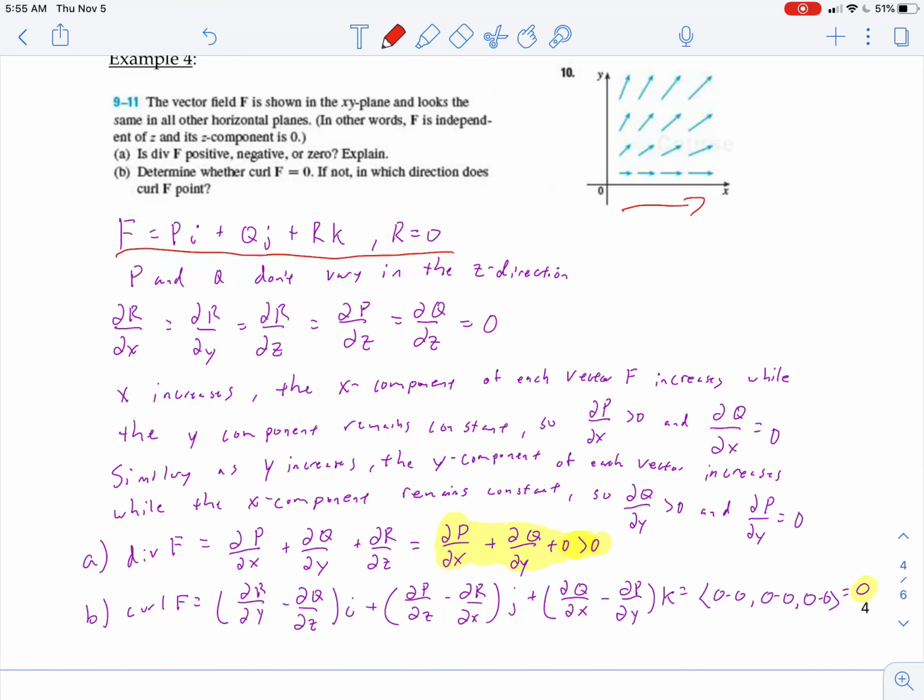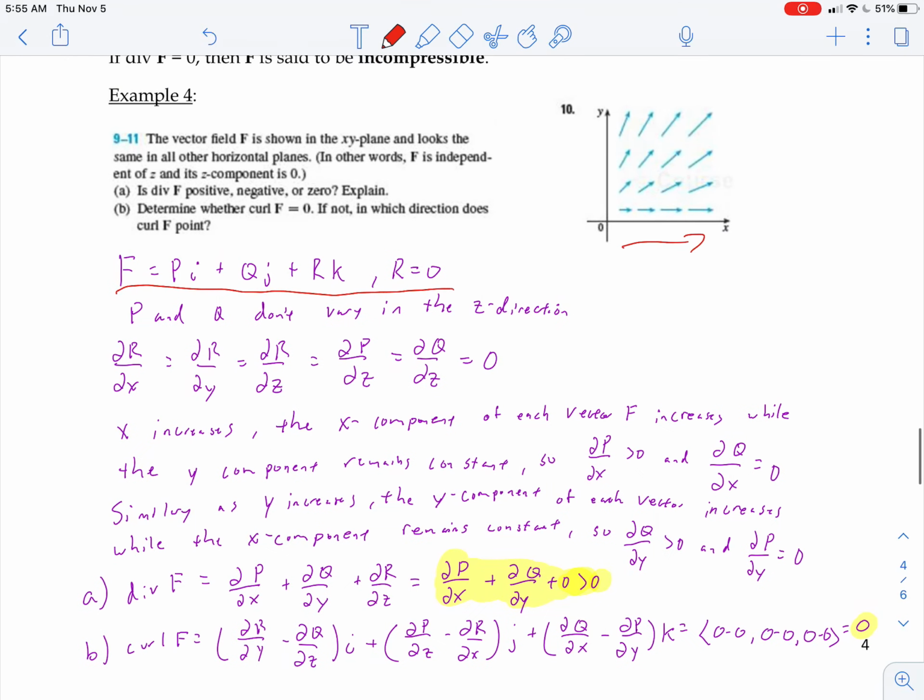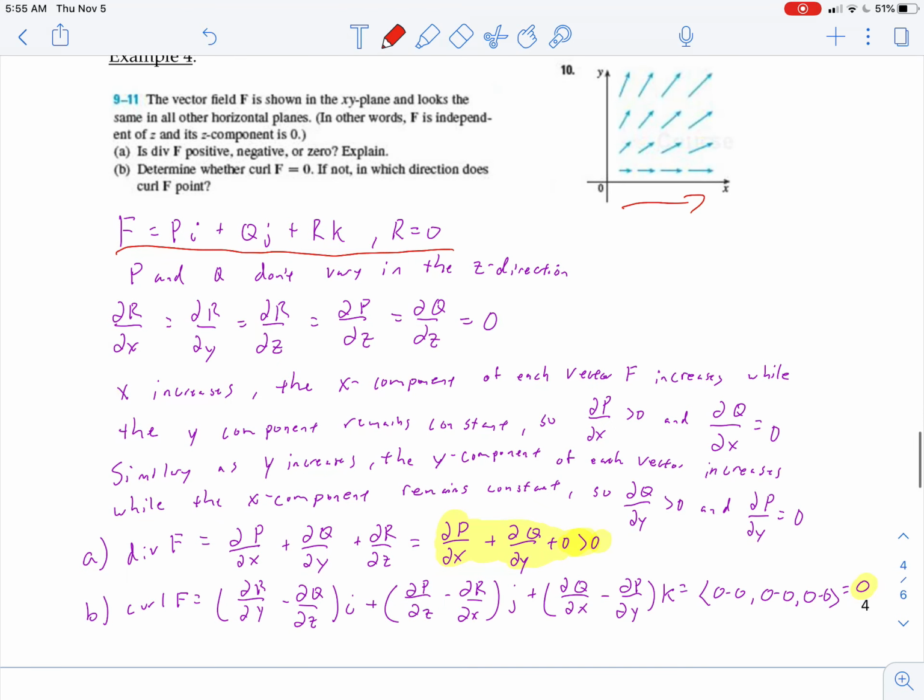So we know that the partial of P with respect to X is going to be greater than 0, and the partial of Q with respect to X is going to be equal to 0 because that Y component is not changing. As we go in the Y direction, the same thing is happening. Our Y component is stretching, so it's getting positive. So our partial of Q with respect to Y is greater than 0, but notice that in the X direction it's not going further, so our partial of P with respect to Y is going to be equal to 0.